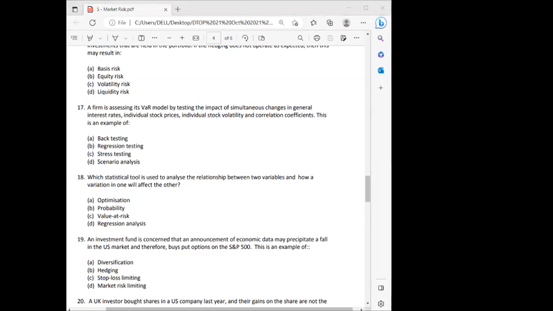A firm is assessing a VR model by testing the impact of simultaneous changes in general interest rate, individual stock prices. No, sorry, that's the one we have looked at, right?